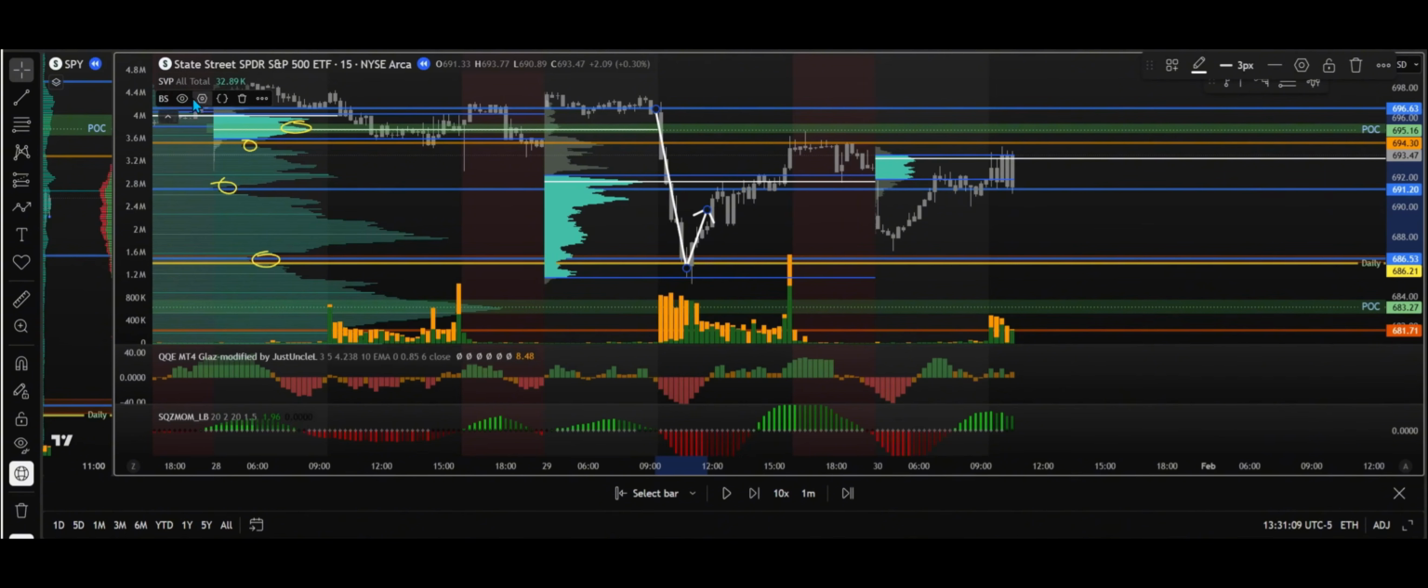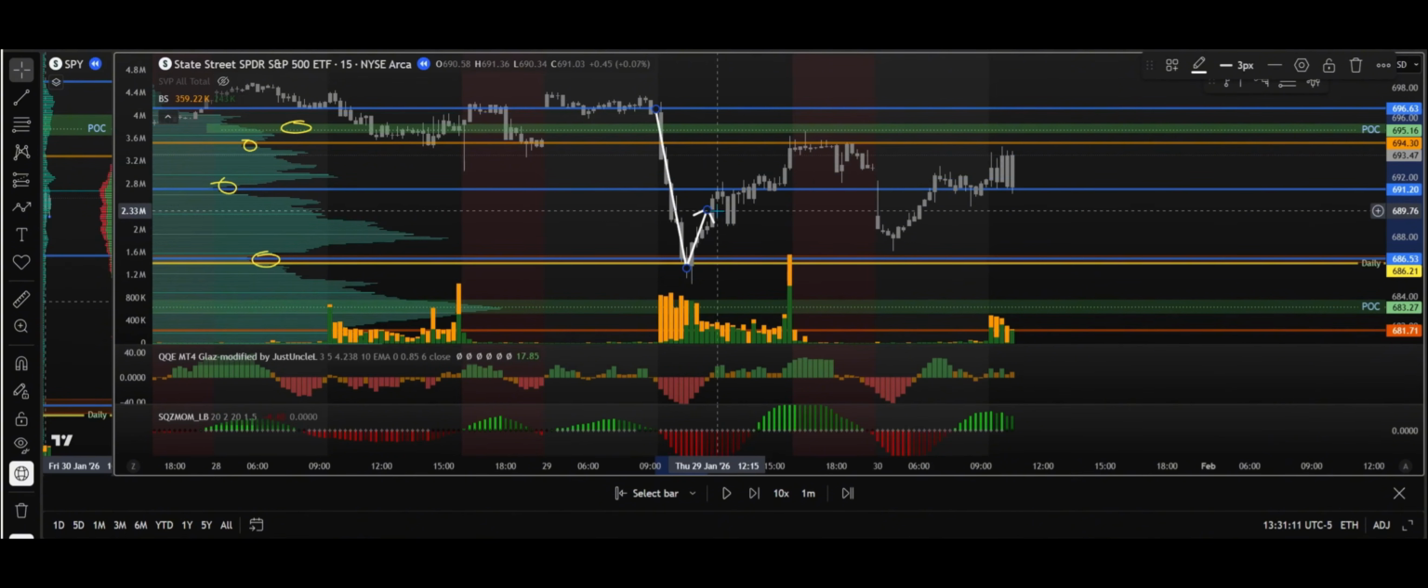Let me turn off the session volume profile so it's a little bit clearer. When we get to this low volume node, you can see sellers start to come back into the market. Buyers come back in, break through it, and rally all the way to this low volume node, and then eventually to this session point of control from this day.